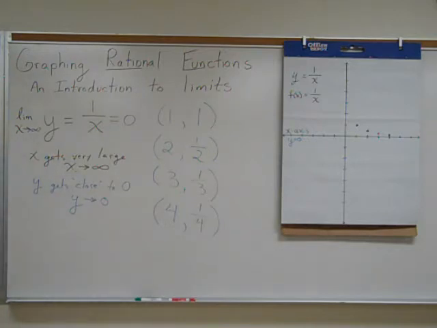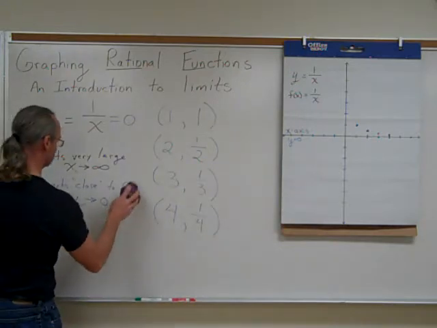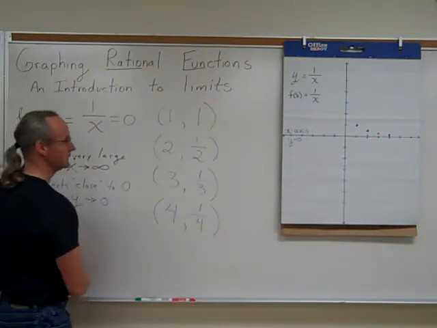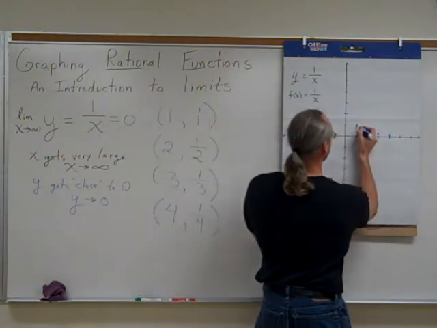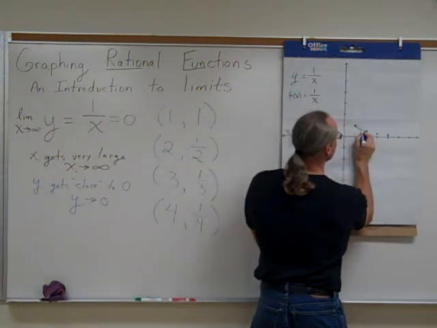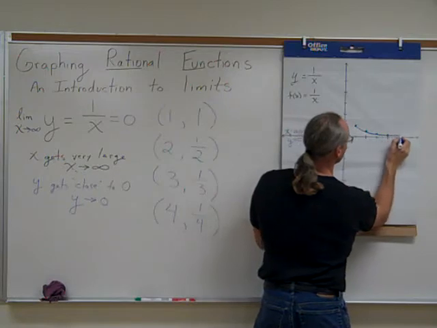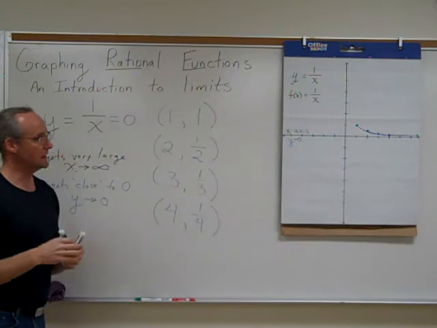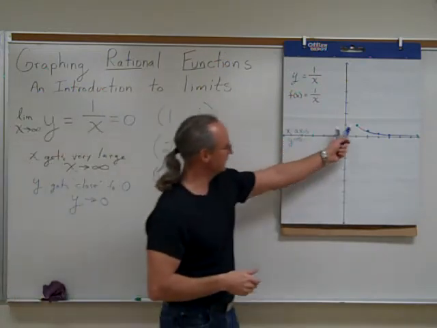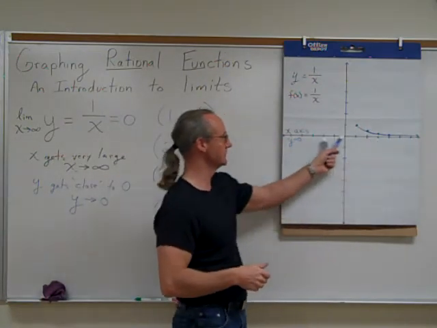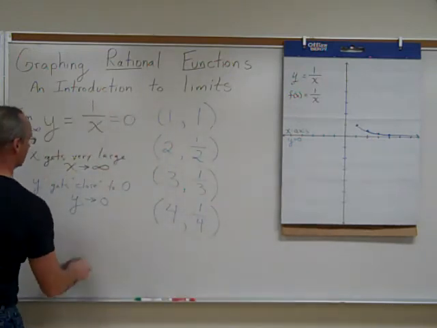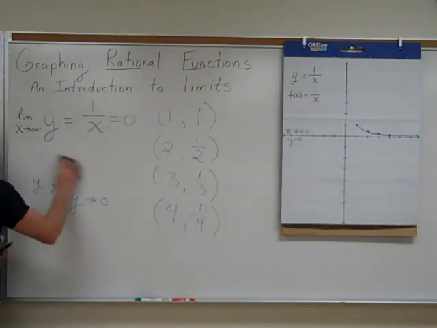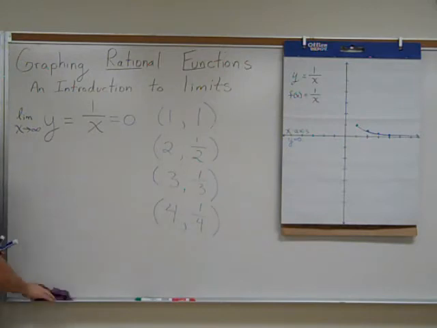Grab my eraser. By the way, when we draw this, it looks like this. That curve is going to get closer and closer to the x-axis. Again, we call that a horizontal asymptote.